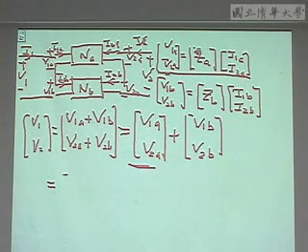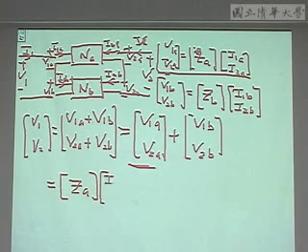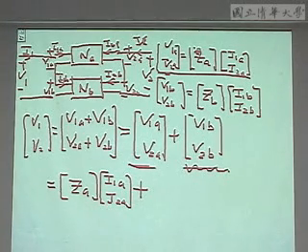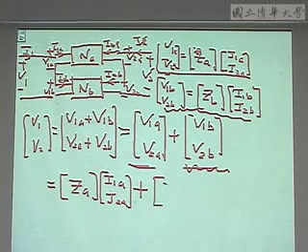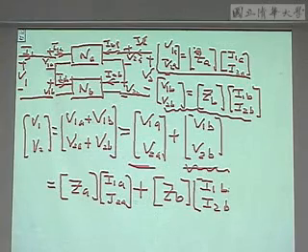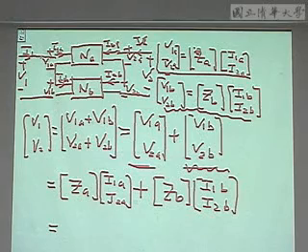And then we substitute the first 2 port parameter. V1A, V2A is in fact equal to ZA times I1A, I2A. Okay, similar for this V1B, V2B. We substitute this V1B, V2B. This is ZB times I1B, I2B.